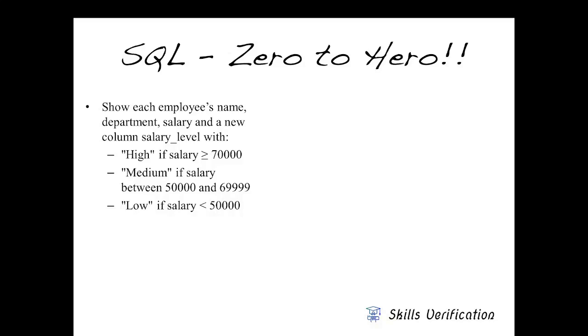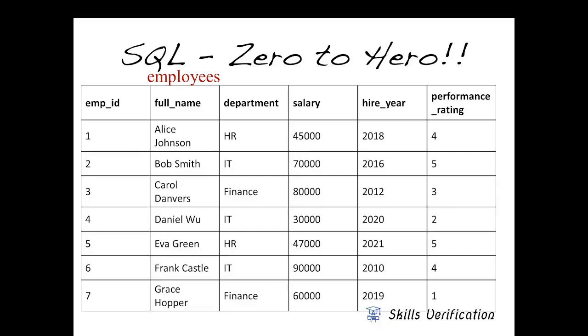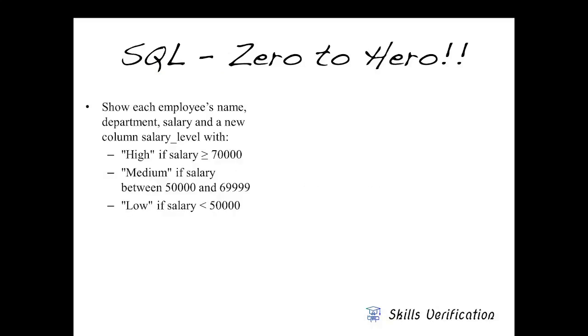You could pause the video and ponder over the question. We are being asked to categorize these salaries. The question says we should show name, department, salary, and a new column called salary level using the conditions provided. So we can start our query by writing select name, department, salary. But we cannot write salary level yet because it is not part of our original table. We are going to build the salary level with our case expression, and we do that by saying case.